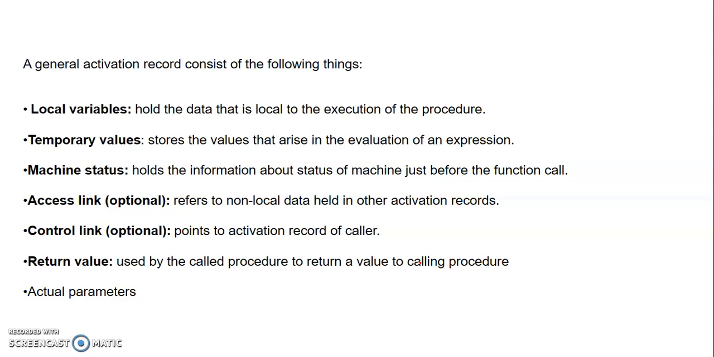Access link means referring to the non-local data held in other activation records. Control link means it points to the activation record of the caller from where it is being called. Return value is used by the called procedure to return a value to the calling procedure. Actual parameter, if it contains any.